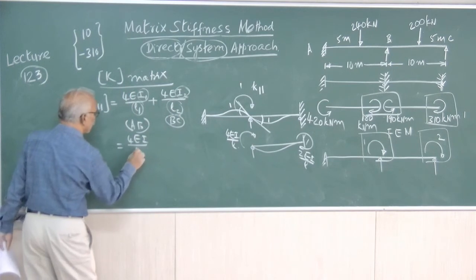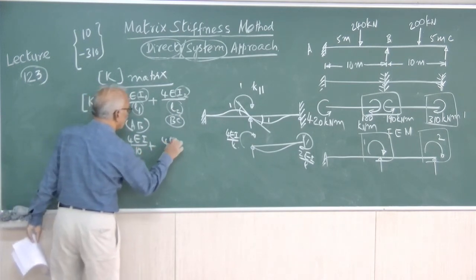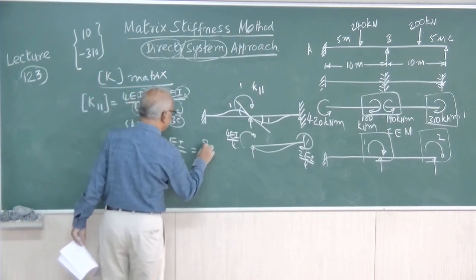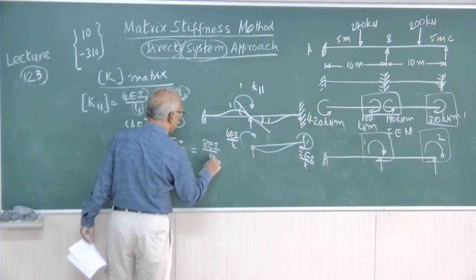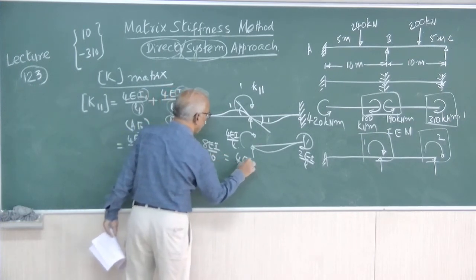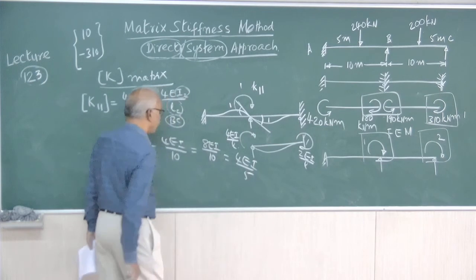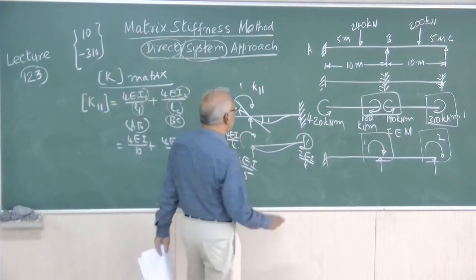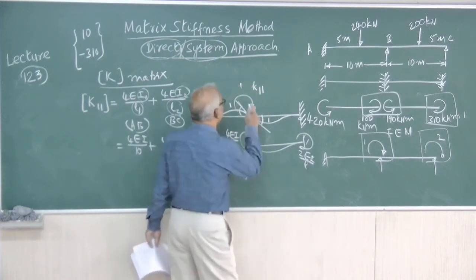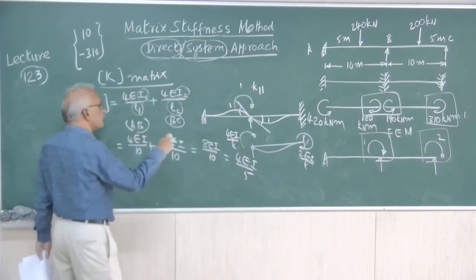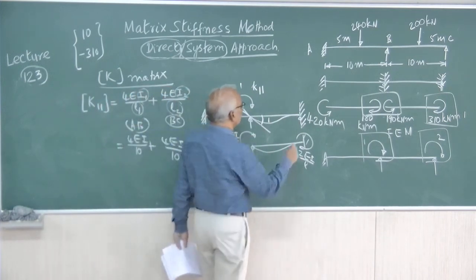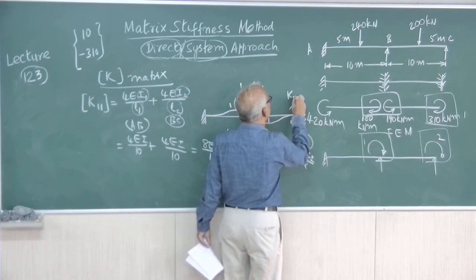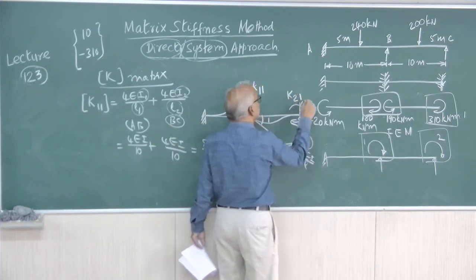And here it is 4EI by 10 plus 4EI by 10. Both are equal spans. So this is equal to 8EI by 10 or equal to 4EI by 5. 4EI by 5, that is K11. Right. Now, there is another coordinate. What is the force developed along coordinate 2? So here we have to find out the force. This is the force developed along coordinate 2 due to unit displacement along coordinate 1.